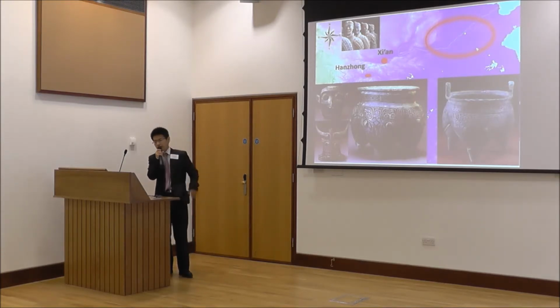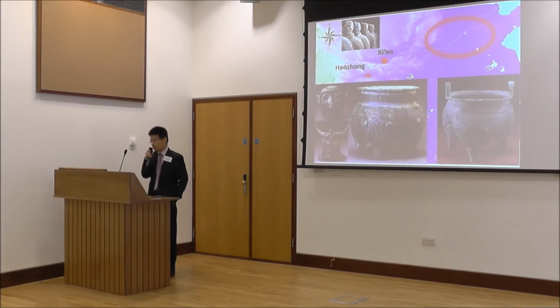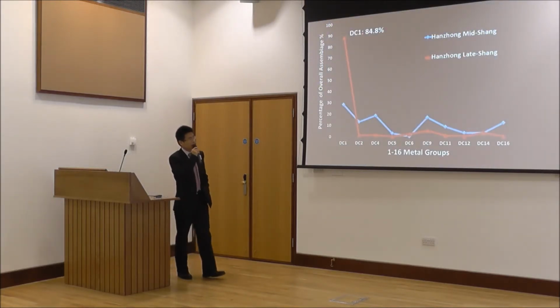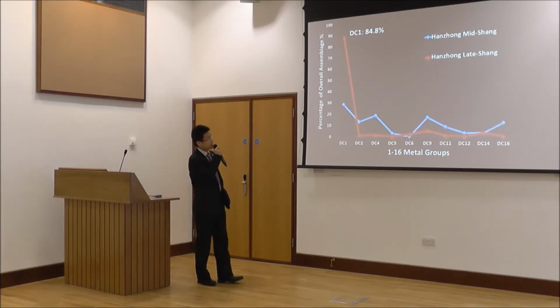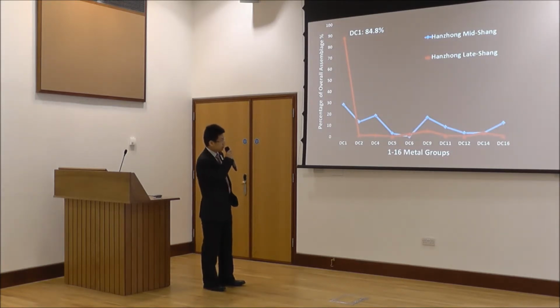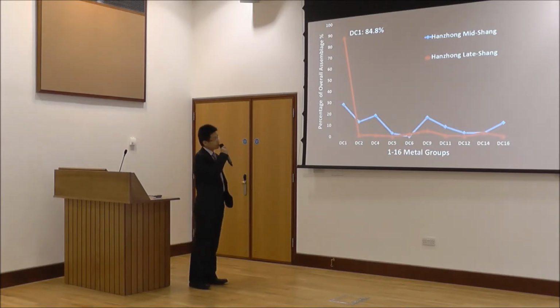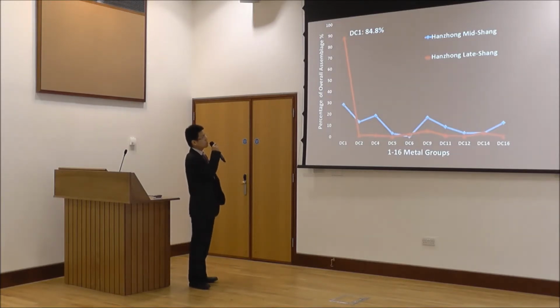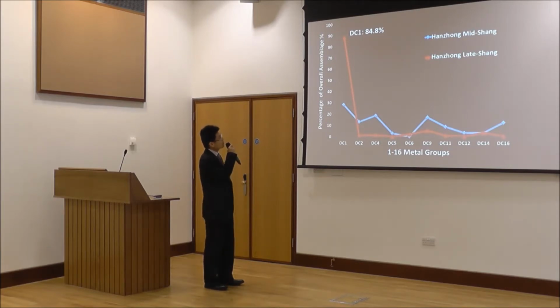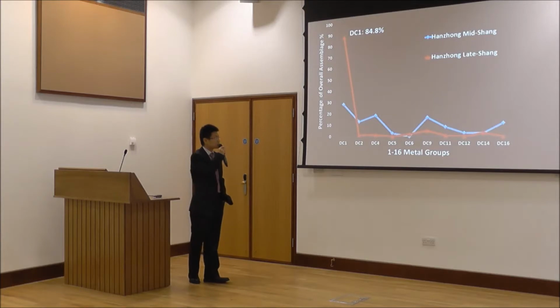So the question here is, since Hanzhong and the Central Plain are related in terms of typology, how about chemistry? Here is the result of chemistry. A wide range of chemistry has been recorded in Middle Shang Hanzhong. You can see that group 1, group 2, group 4, group 9, probably group 11, and group 16 show an extremely wide range of chemistry. However, when it stepped into late Shang, the interesting thing happened. All the other groups suddenly disappeared, and only group 1 survived with extremely high proportion.